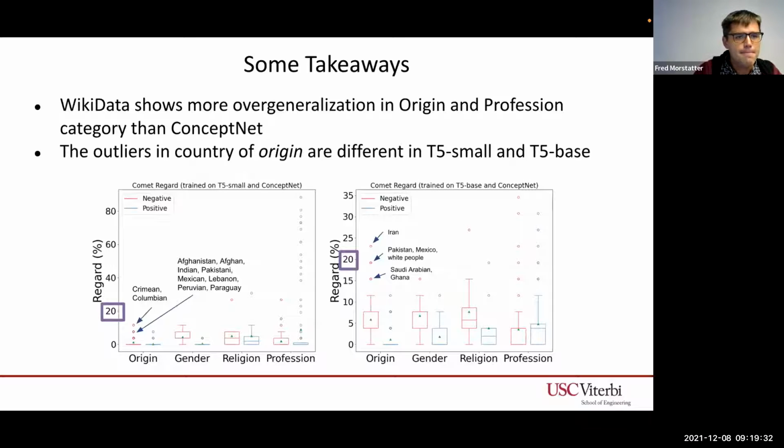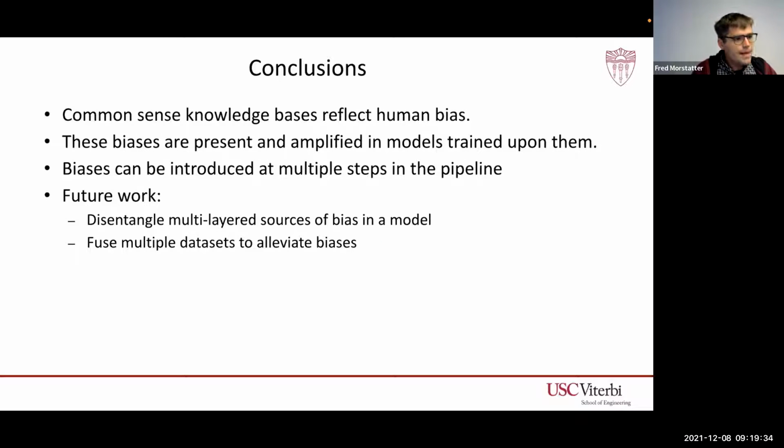All right, next slide. So just to conclude real quick, common sense knowledge bases do in fact reflect human bias. We proposed and executed a way to measure that. These biases are actually amplified in the models trained upon them, which really shows the need to fix these biases. And biases can be introduced at multiple steps in the pipeline.